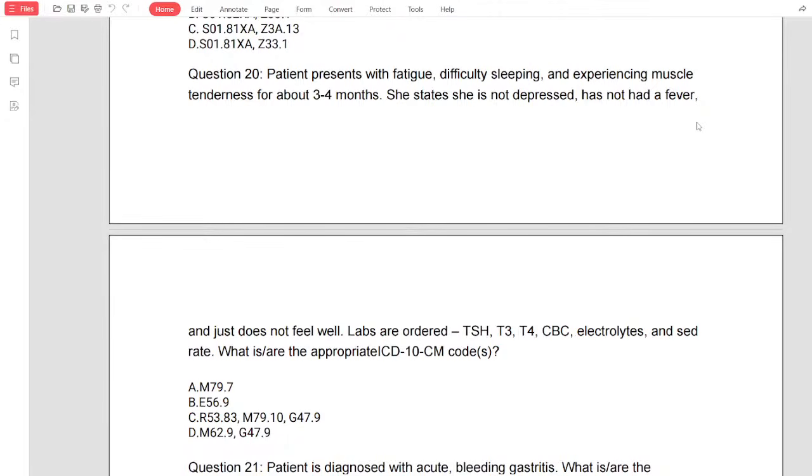What is the question? Patient presents with fatigue, difficulty sleeping, and experiencing muscle tenderness for about 3 to 4 months. She states she is not depressed, has not had a fever, and just does not feel well. Labs are ordered: TSH, T3, T4, CBC, electrolytes, and SED rate. So what are the appropriate ICD-10 codes?